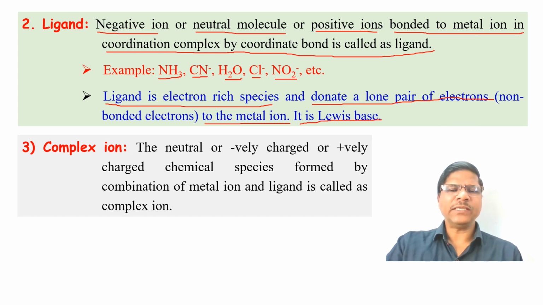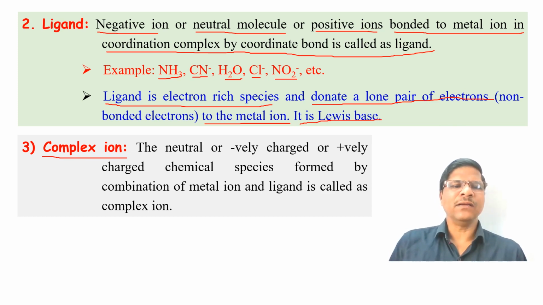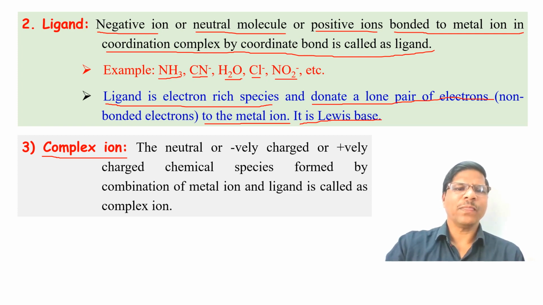The next definition that we have to explain is the complex ion. So these are the three important definitions in the coordination chemistry. The very first, coordinate bond. Second one is the ligand. Third one is the complex ion. So what is the complex ion?